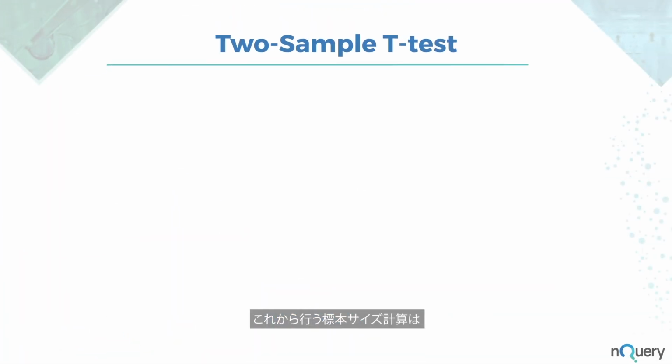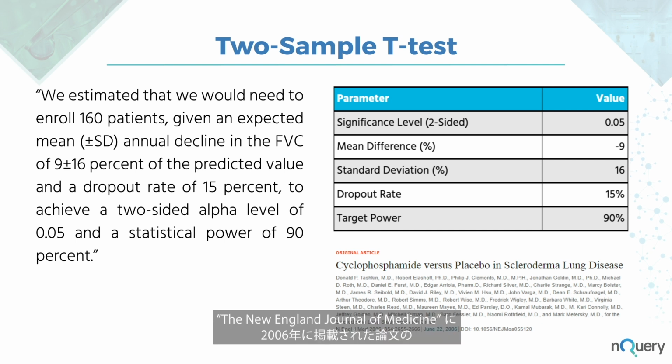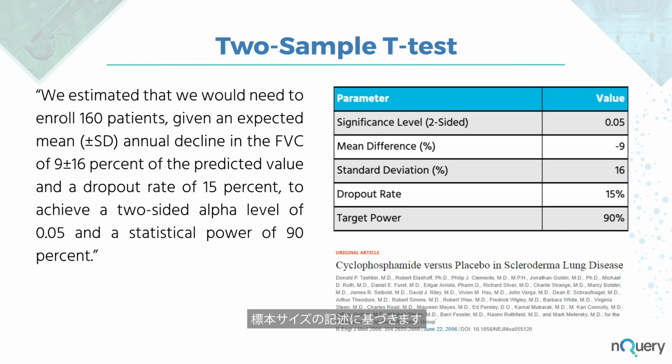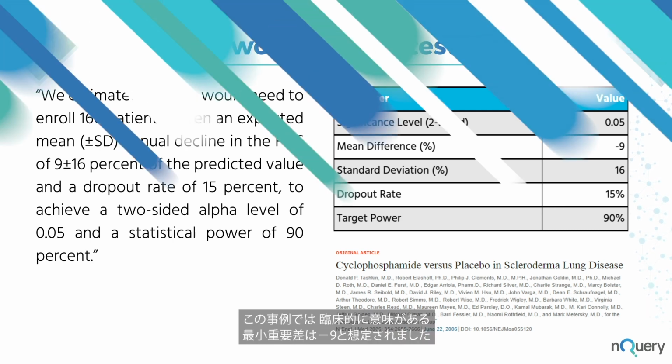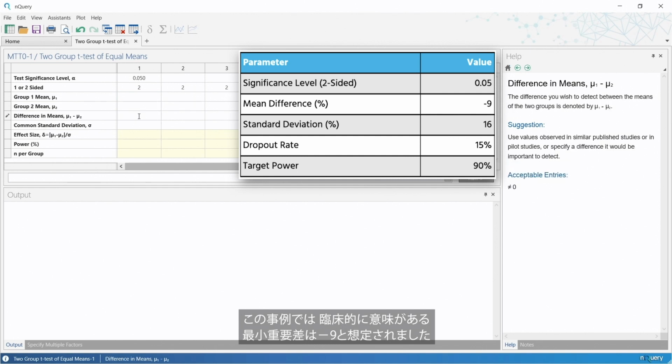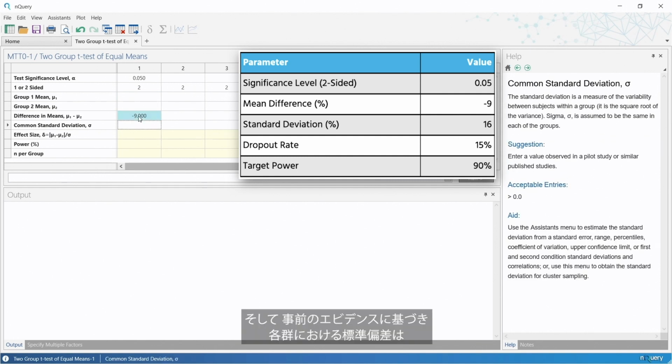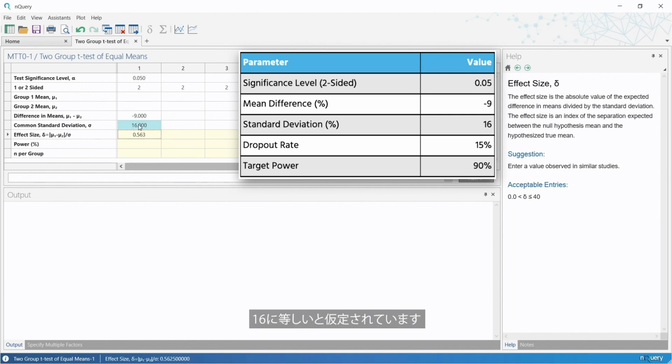So the sample size calculation that we're going to do today is based on a sample size statement given by the authors of a paper evaluating cyclophosphamide for Scleroderma Lung Disease that was published in the New England Journal of Medicine in 2006. In their example, they assumed that the minimum clinically relevant difference would be -9. They then assumed that the standard deviation in each group would be equal to 16, based on prior evidence.